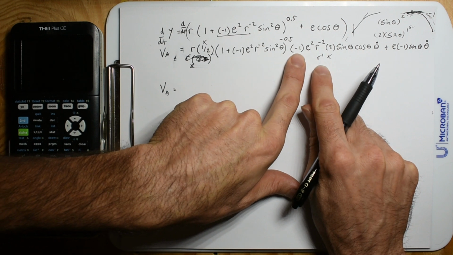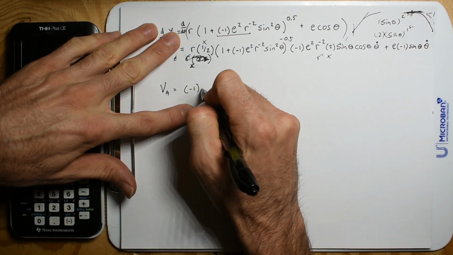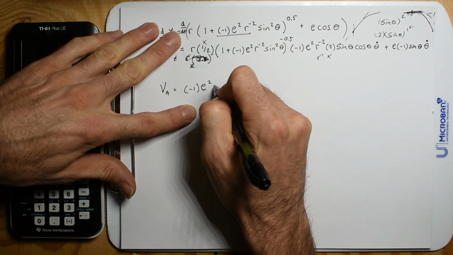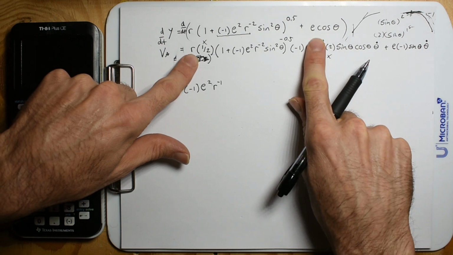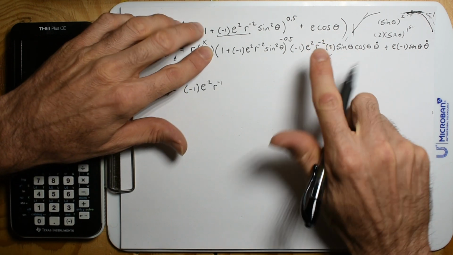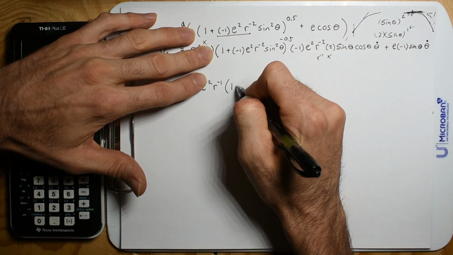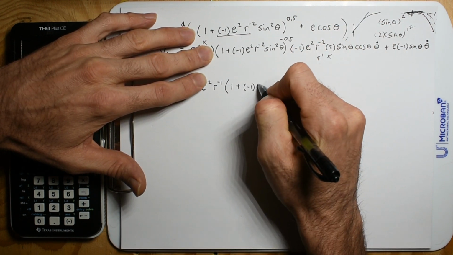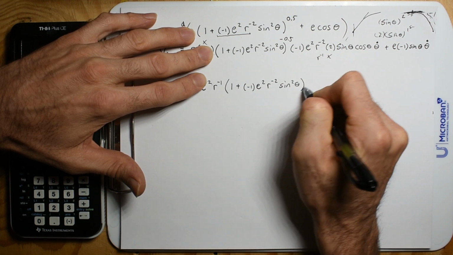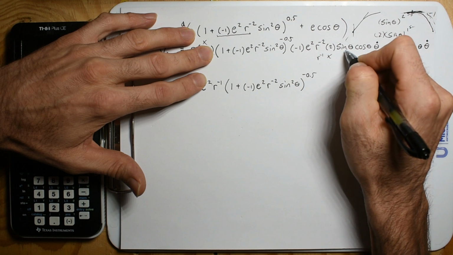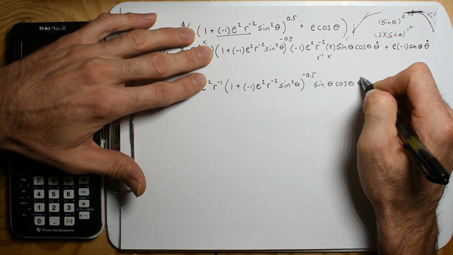We do have to keep this negative 1. So we're going to do negative 1 e squared r to the negative 1. See how many errors I could probably pick up, even just trying to simplify this stuff? So this square root really doesn't change, but it's a downstairs square root: 1 plus negative 1 e squared r to the negative 2 sine squared theta to the negative 0.5 multiplied by sine theta cosine theta theta dot.